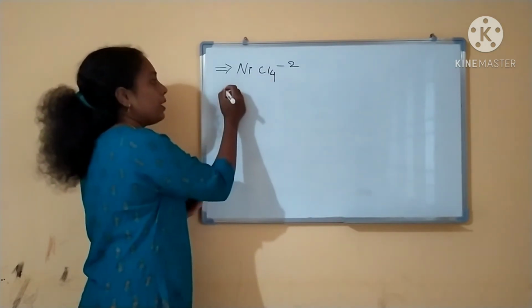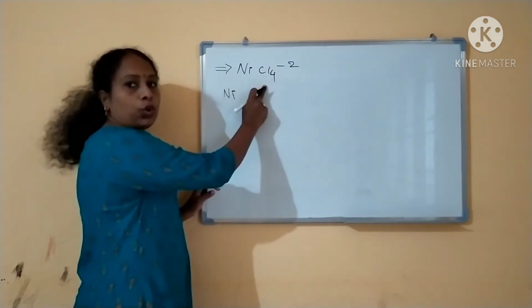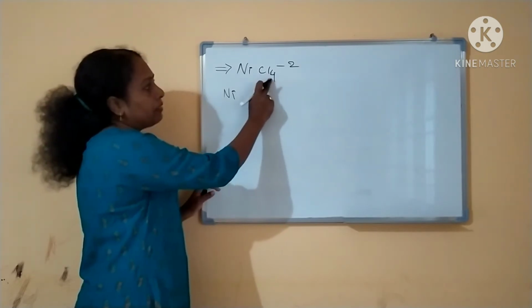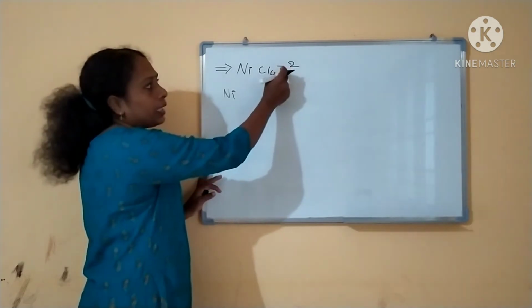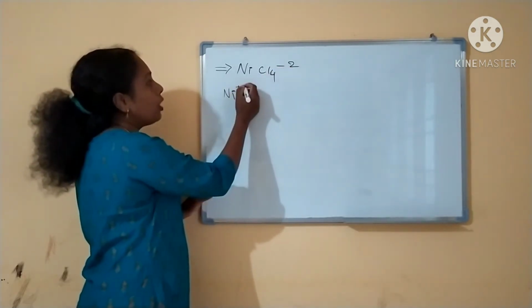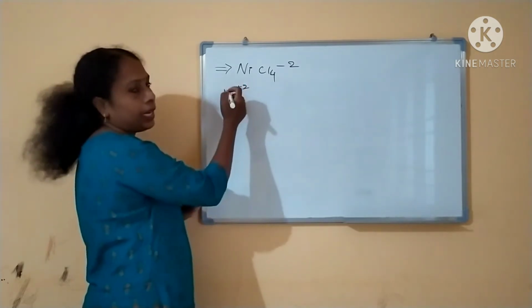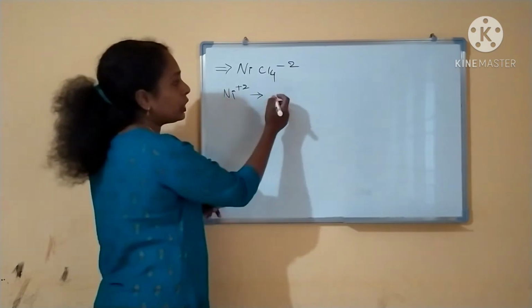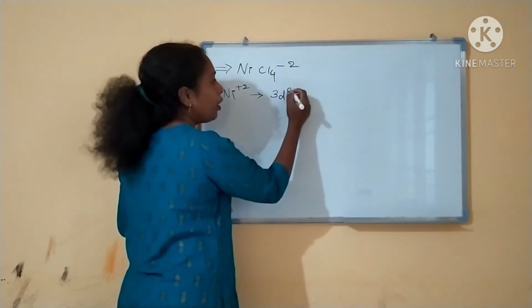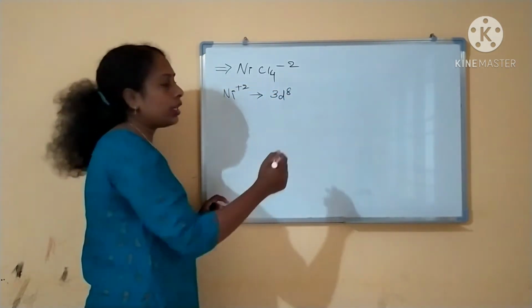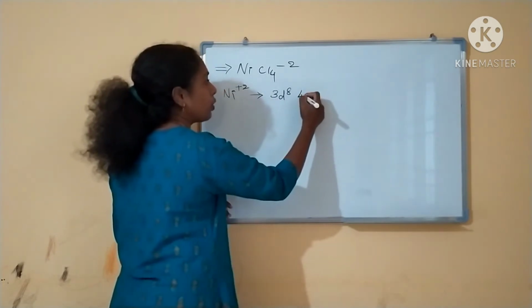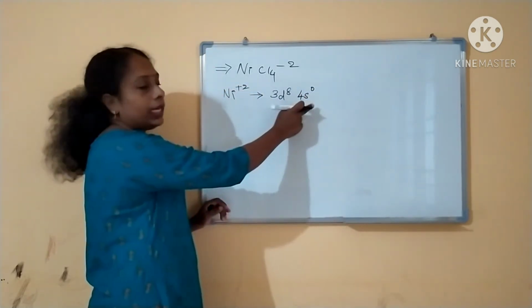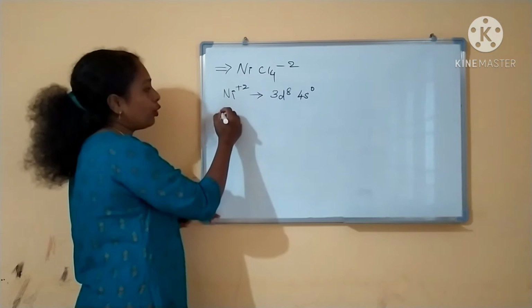In [NiCl4]2-, Cl is not a neutral ligand, it has a negative charge. So 4 ligands are there, and -2 is here, so +2 will be the nickel. Ni2+ is the metal oxidation state. What is the electronic configuration? 3d8 4s2 was the actual electronic configuration. Since 2 electrons have gone, this will be 3d8 4s0 is the electronic configuration.